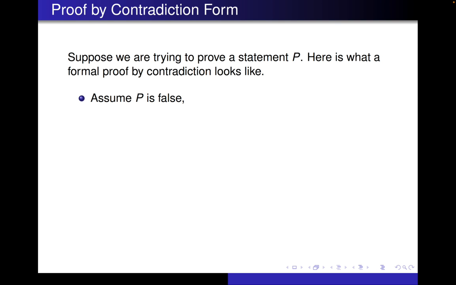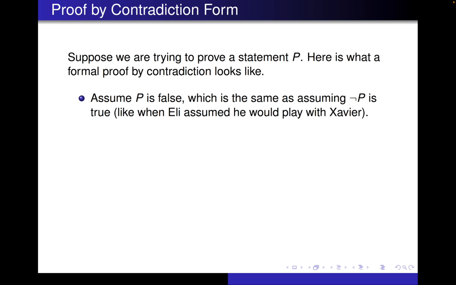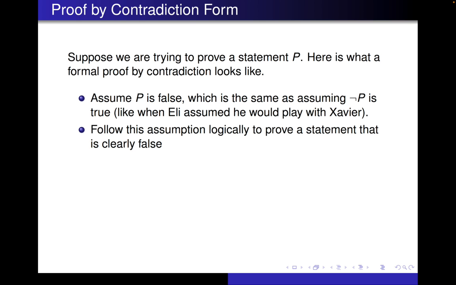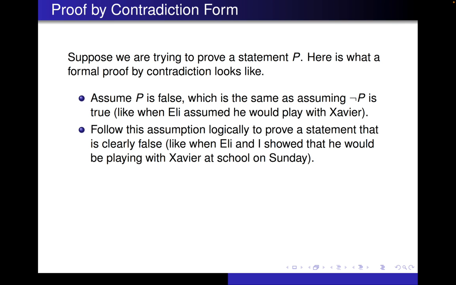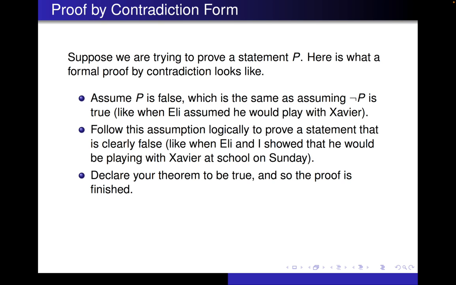First thing we're going to do is assume P is false. Another way of saying that is assuming the negation of P is true. And this is what we did when I let Eli assume that he would play with Xavier. The next thing we're going to do is follow this assumption logically until we get to a statement that is clearly false. Where that happened in the proof with Eli is we got to the point where Eli showed that he would be playing with Xavier at school on Sunday, which is impossible, right? That is a logically incoherent statement. And then once we get to that contradiction, we just declare our theorem to be true and the proof is finished.